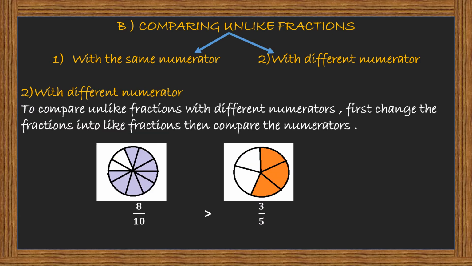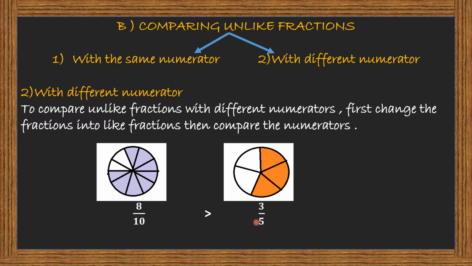Then we have seen yesterday the case of different numerators. When denominators are different and numerators are also different, we have seen a diagrammatic presentation where we can compare the fractions by observing the shaded part only. Then we have seen how to compare these two fractions by taking out the LCM.